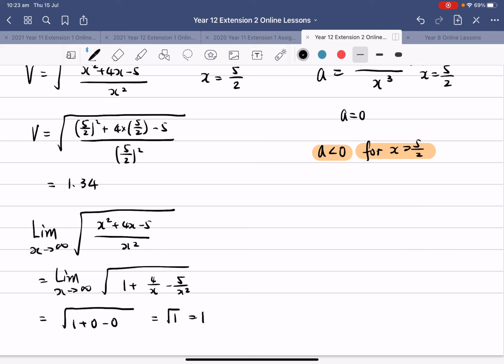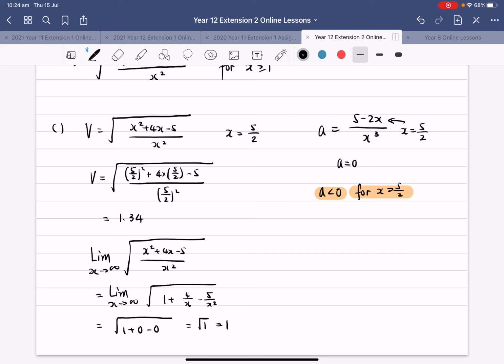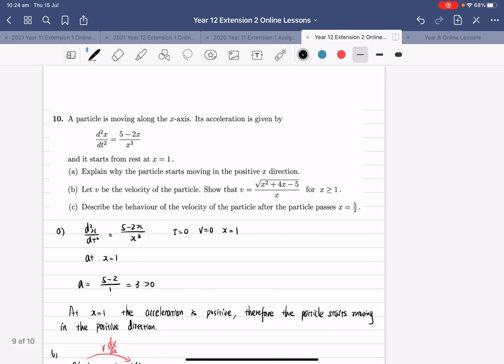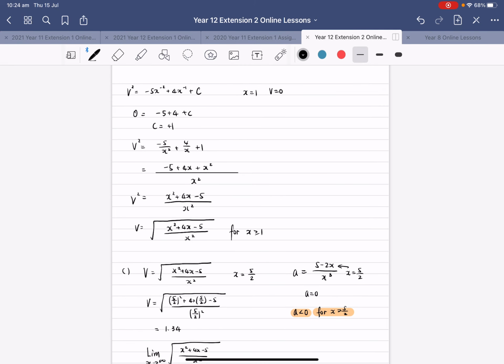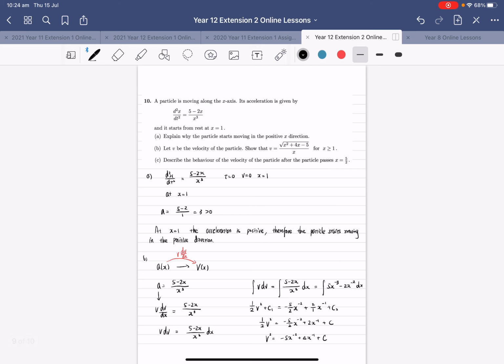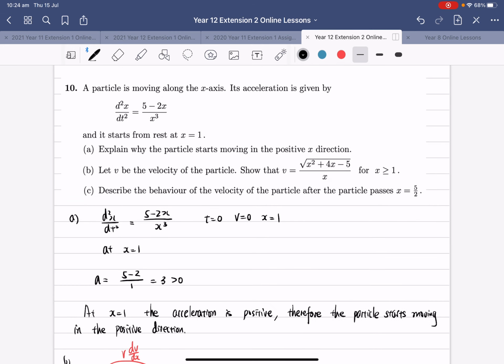Okay, from this limit question, we know that when x becomes infinitely large, greater than 5 on 2, the velocity approaches 1. Slowing down and approaching 1. Okay, so that's all for this question 10. I hope you understand the ways this question is presented in this exercise. Again, the most important thing is being able to form the motion equations, so you can integrate or differentiate them. You can play around with this function to actually solve the problem according to what the question asks. All right, thanks for watching.